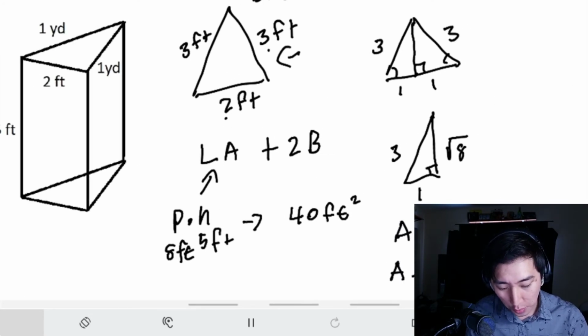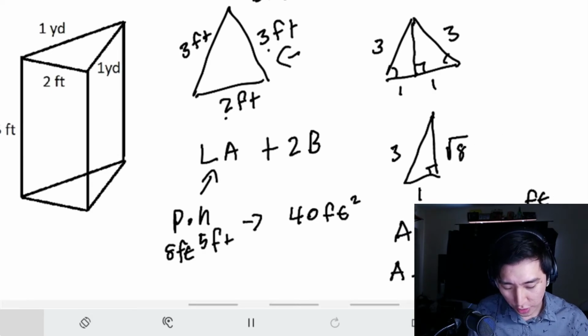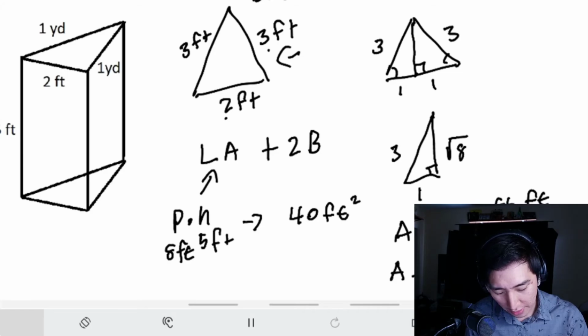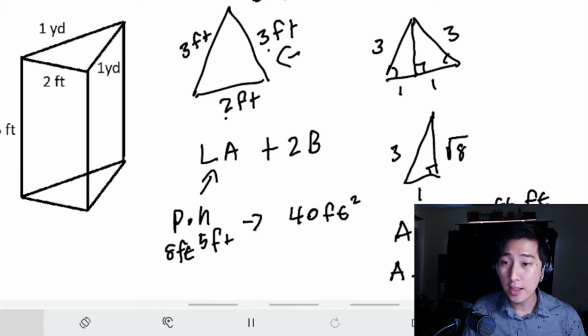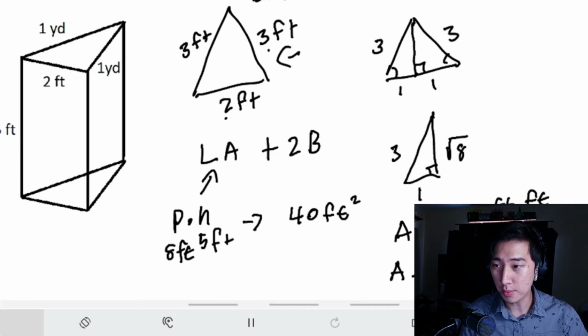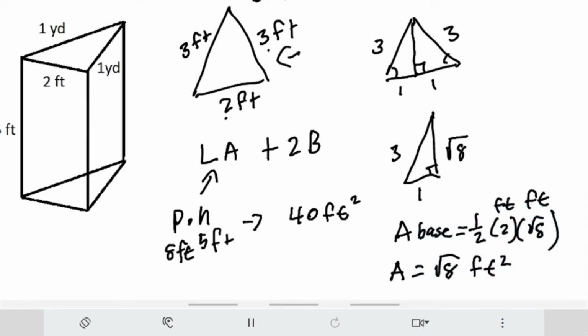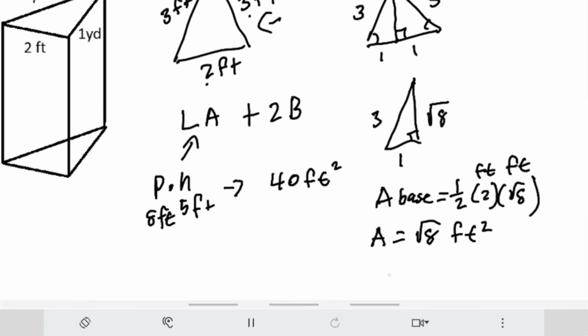Now, that square root of 8 is going to be in feet. And if you did that too, again, this is going to be in feet. So your area is going to be in feet squared. Now, if you guys were really smooth, you would have noticed that square root of 8 can be reduced. So your final answer should be area equals 2 square root of 2 feet squared.